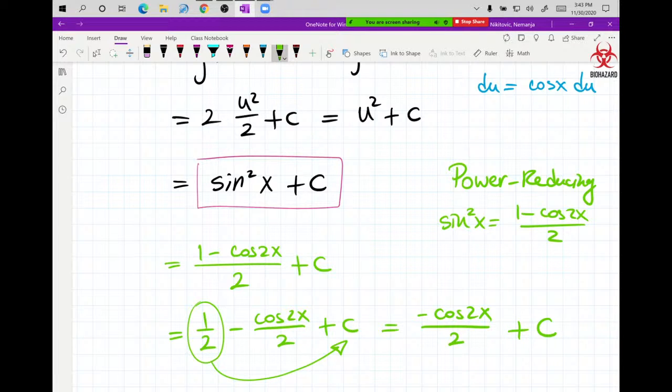Now, this move of absorbing values by plus c is something that you are not comfortable with yet, but eventually you will be comfortable with it, and you will be solving these.